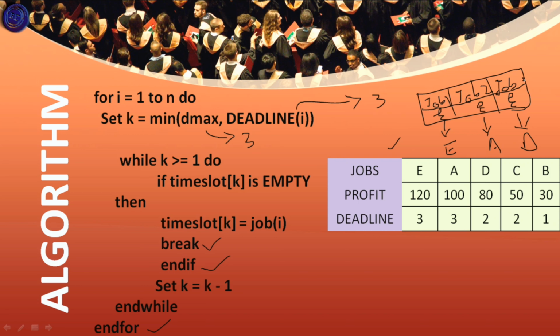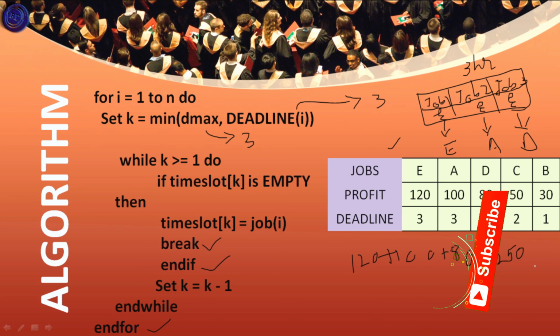After that the time is completed, that means 3 hours of time is completed and we earn some profit. We add that profit: 120 plus 100 plus 80, which equals 250. In this way a particular person can do a number of jobs within the given deadline, in which he can do each job in 1 unit of time. I think you understood it.